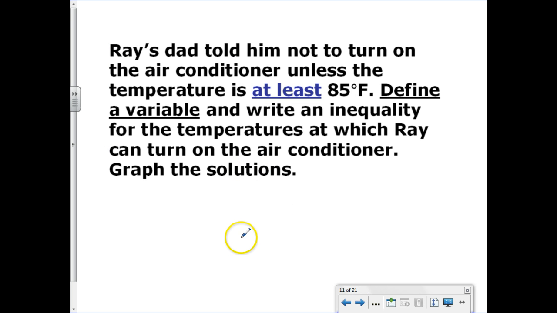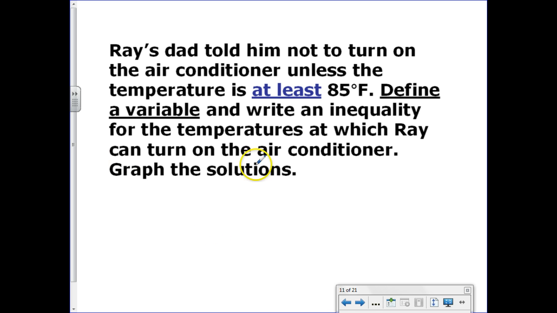All right, set your pencil down, and let's just take a look at some of these situations. Because you'll see a lot of word problems, and you have to translate into what that means algebraically. Ray's dad told him not to turn on the air conditioner unless the temperature is at least 85 degrees Fahrenheit. Wow, that's hot. Define a variable and write an inequality for the temperatures at which Ray can turn on the air conditioner. Graph the solutions.